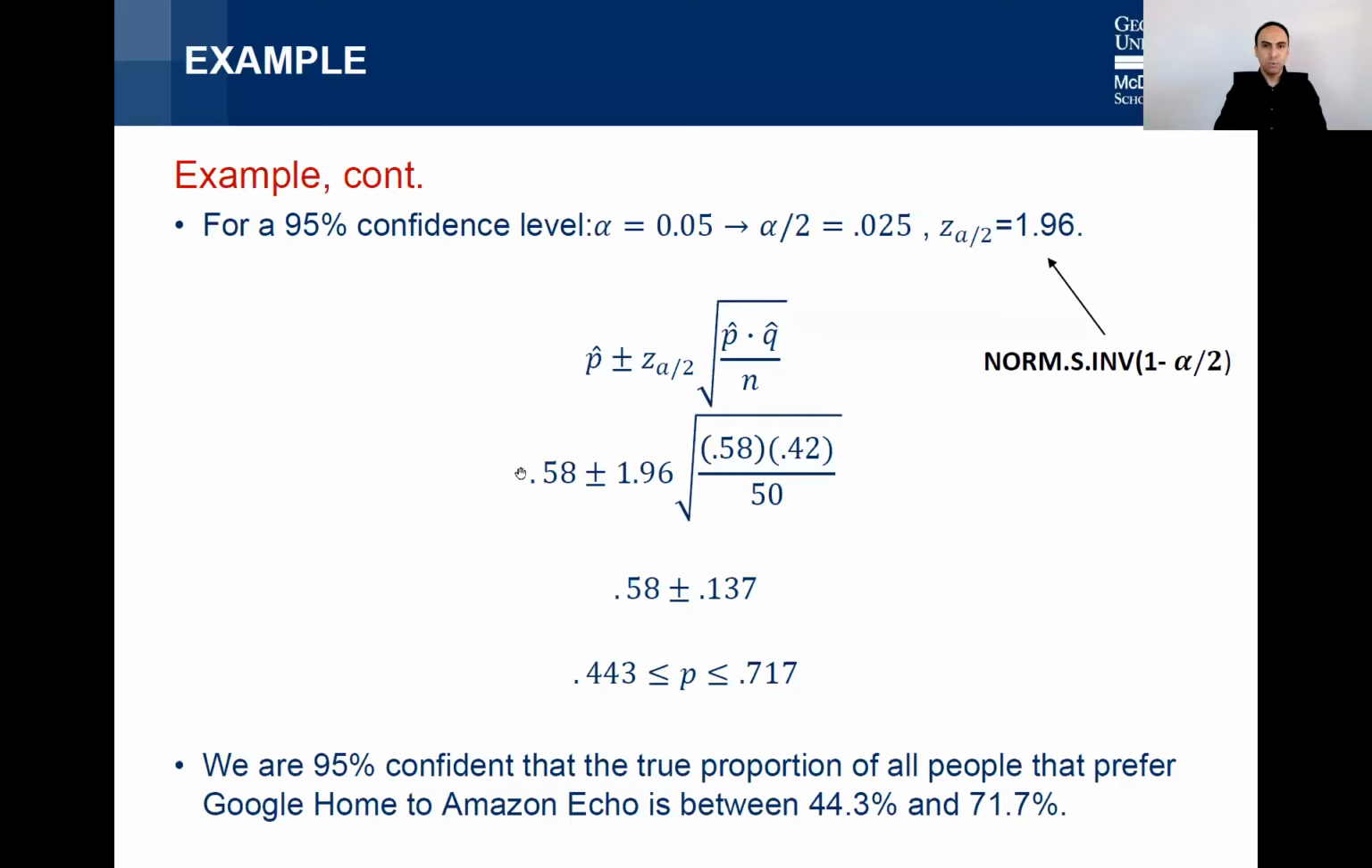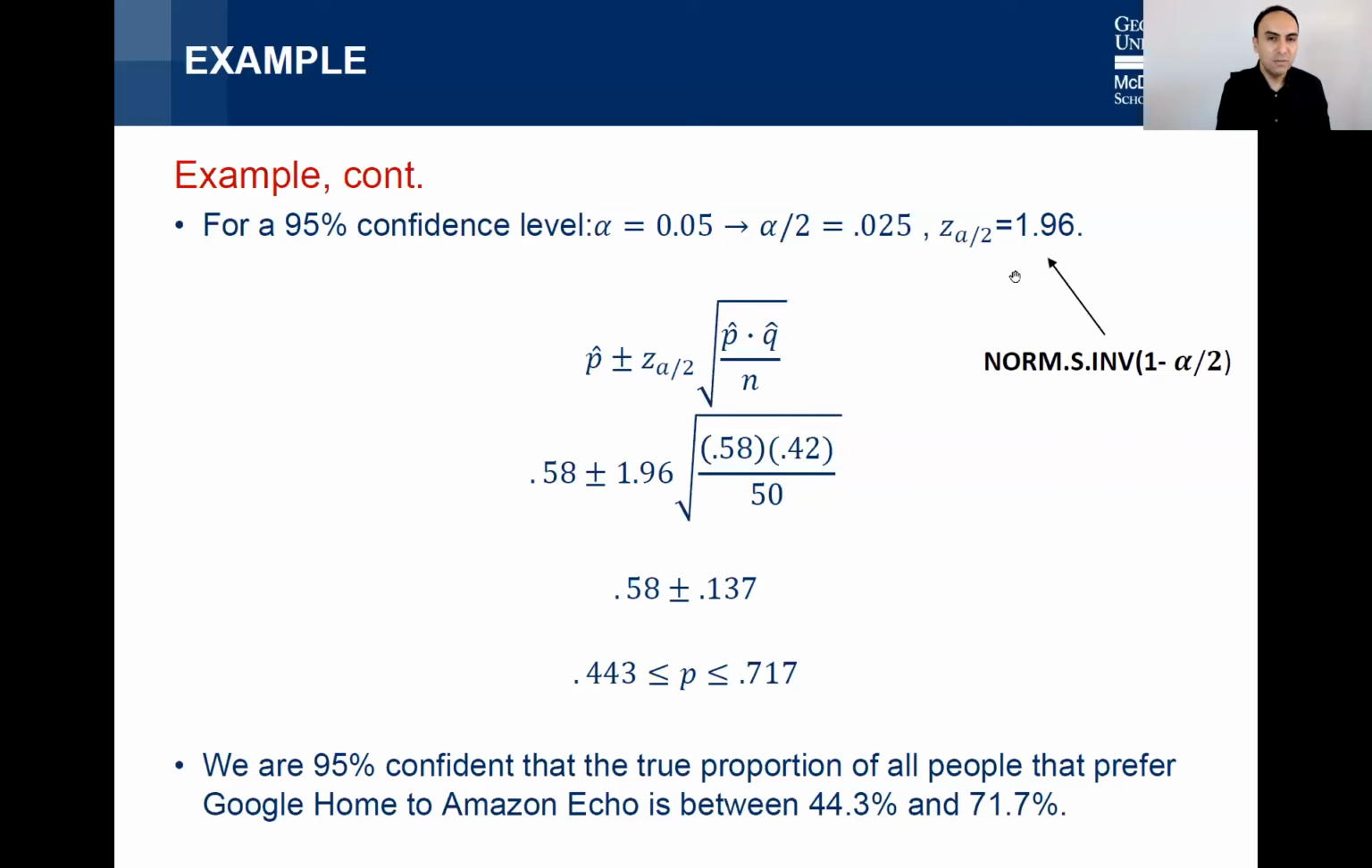So P hat 0.58 plus and minus 1.96. How do we calculate this? This is called the critical value, but not in terms of the t distribution. This would be in terms of a normal distribution in this case. So the formula would be NORM.S.INV in this case, because if you remember, the previous one was T.INV, t distribution inverse. Here it is normal standard inverse. So that gives you 1.96.